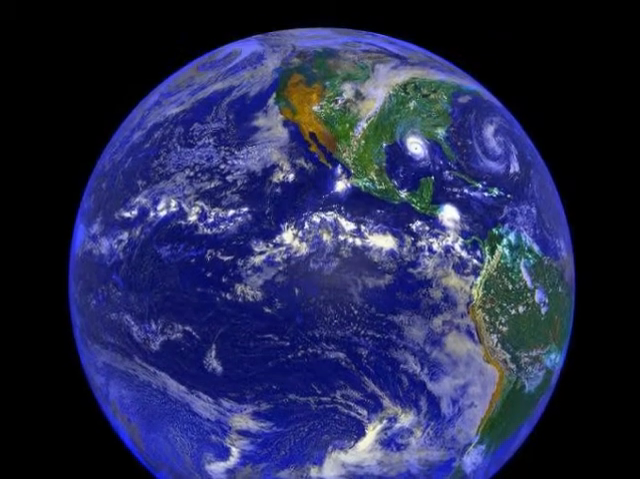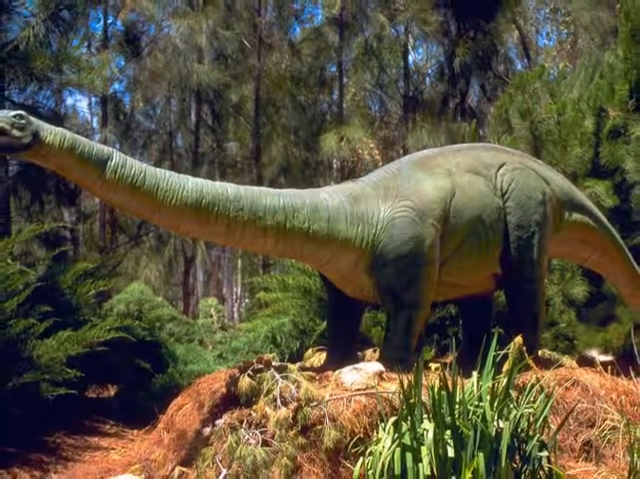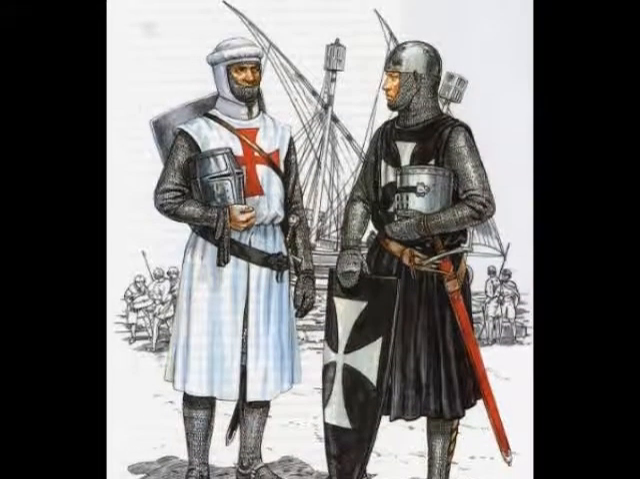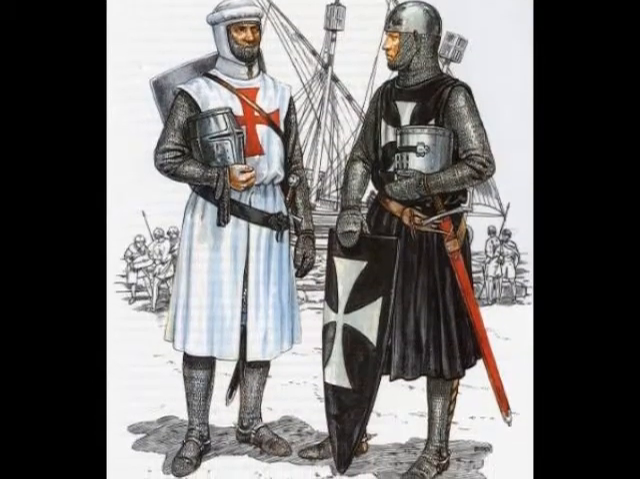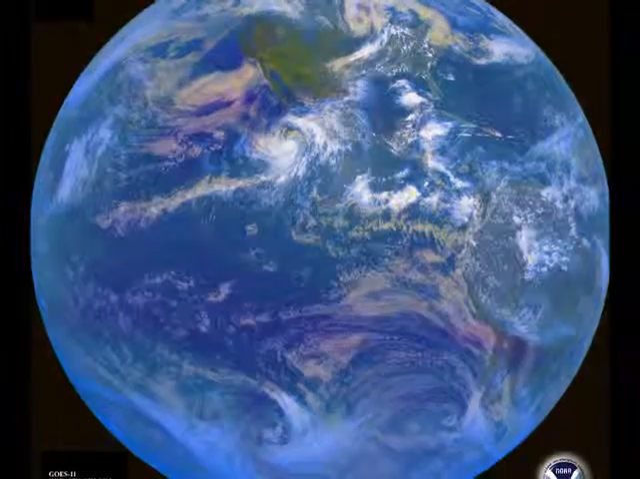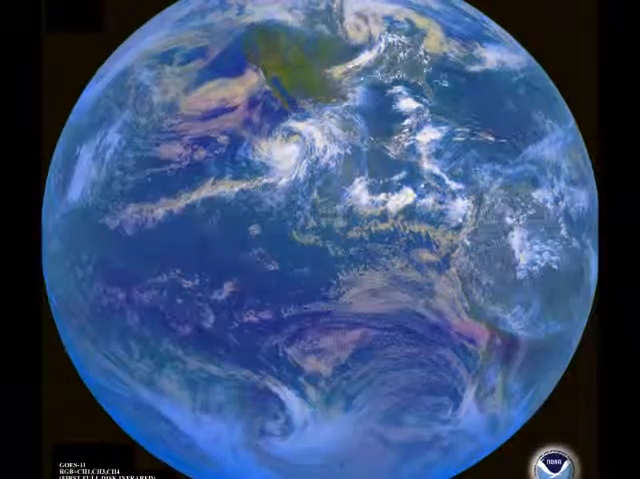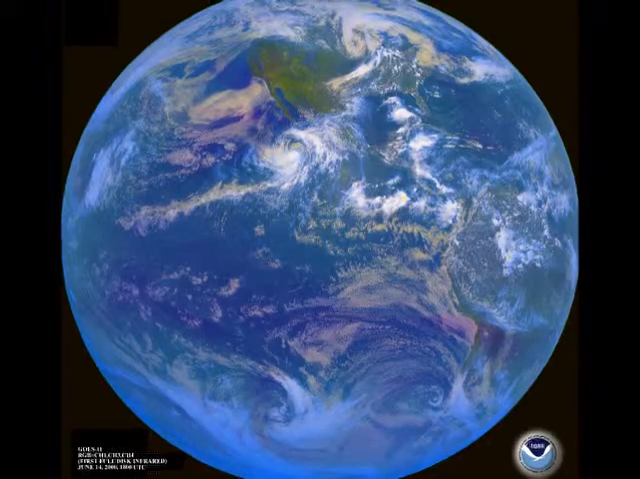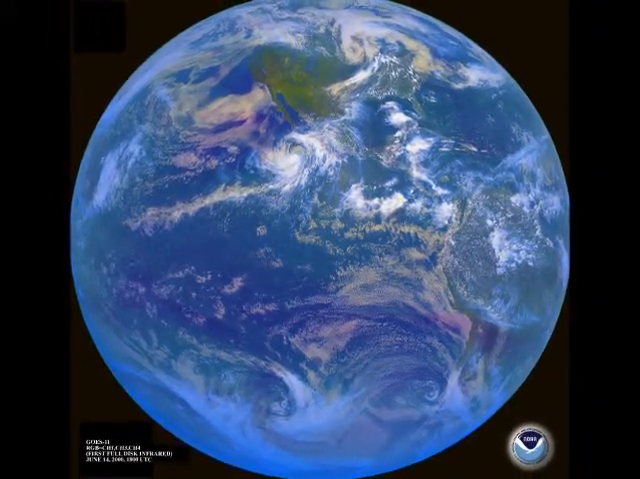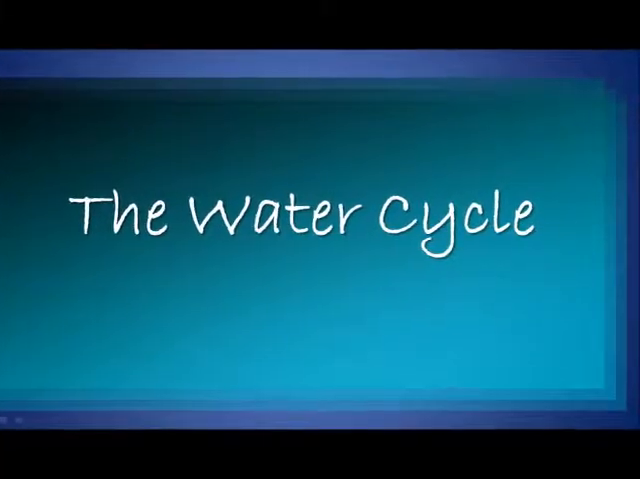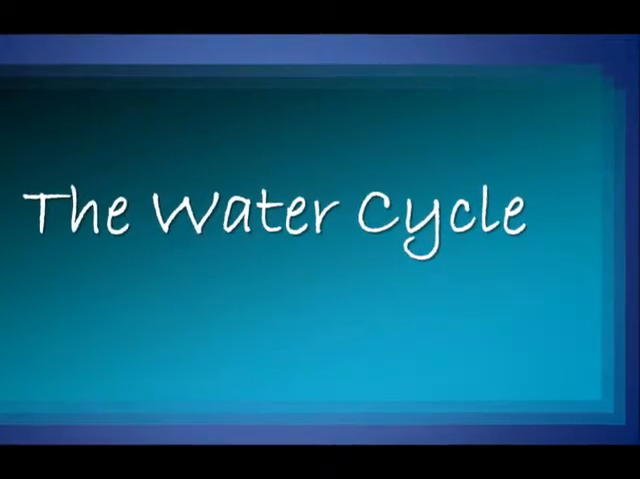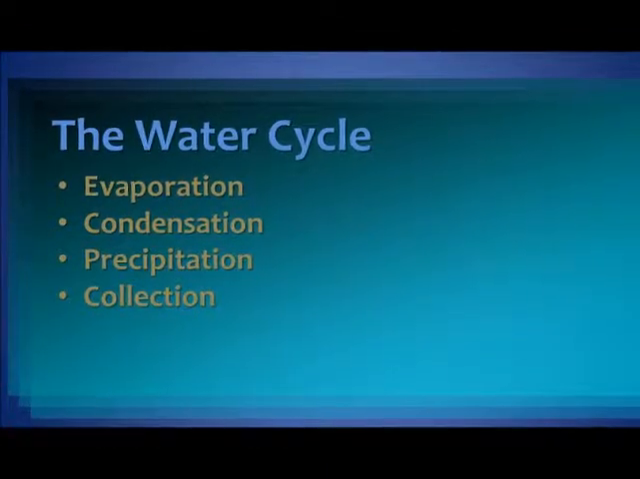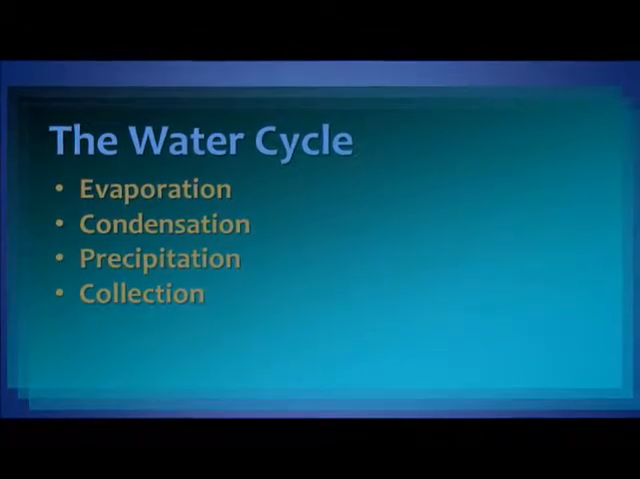This water could have been around when the dinosaurs were walking the earth, even back in the day when the princes and princesses, kings and queens, knights and squires drank from their own wells. The earth has a limited amount of water. The water keeps going around and around and around in what we call the water cycle. The water cycle is made up of a few parts. It's made up of evaporation, condensation, precipitation, collection.